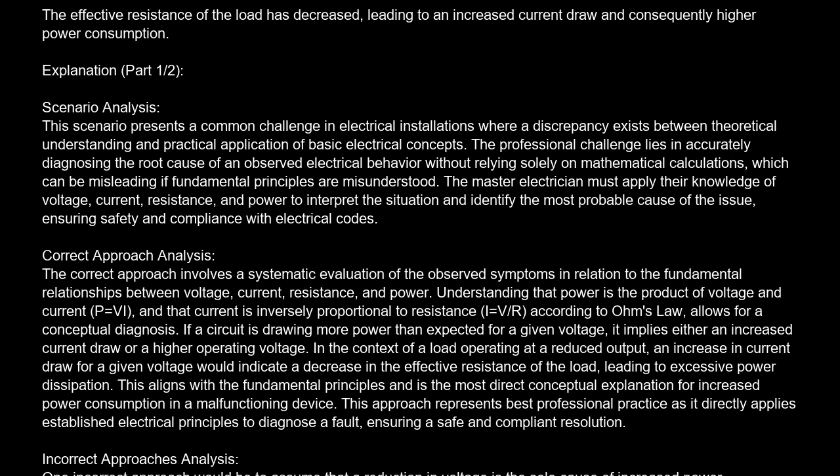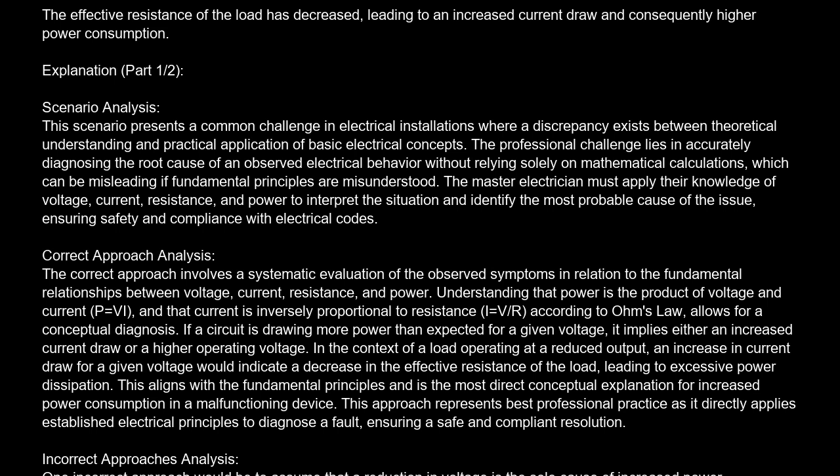The professional challenge lies in accurately diagnosing the root cause of an observed electrical behavior without relying solely on mathematical calculations, which can be misleading if fundamental principles are misunderstood. The master electrician must apply their knowledge of voltage, current, resistance, and power to interpret the situation and identify the most probable cause of the issue, ensuring safety and compliance with electrical codes.